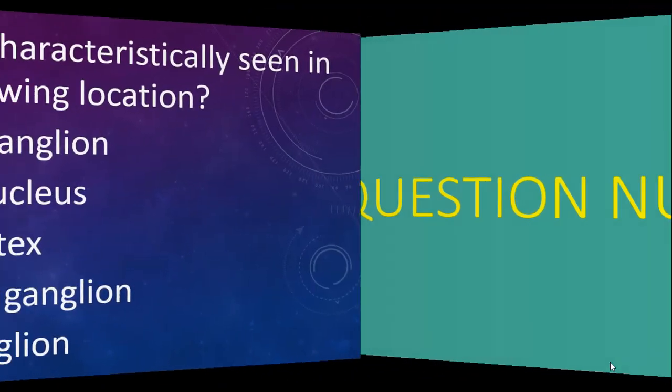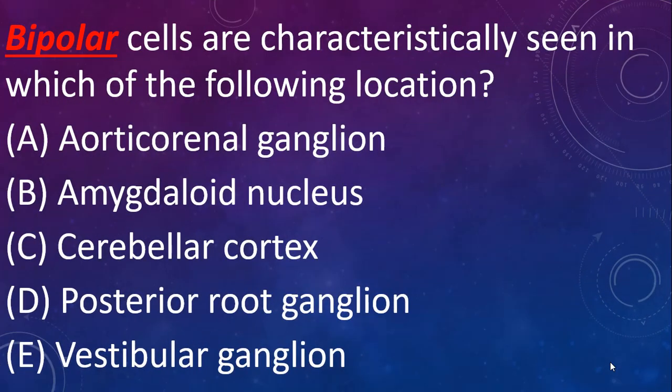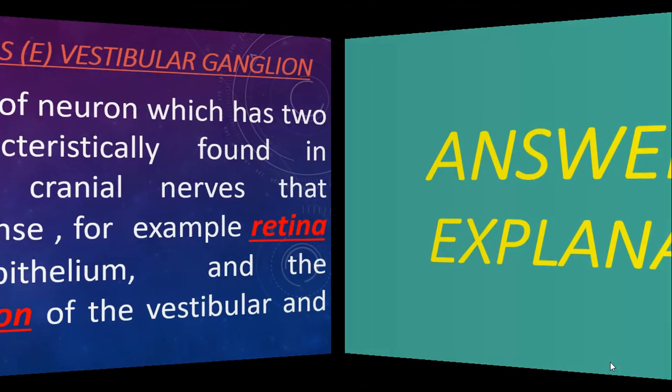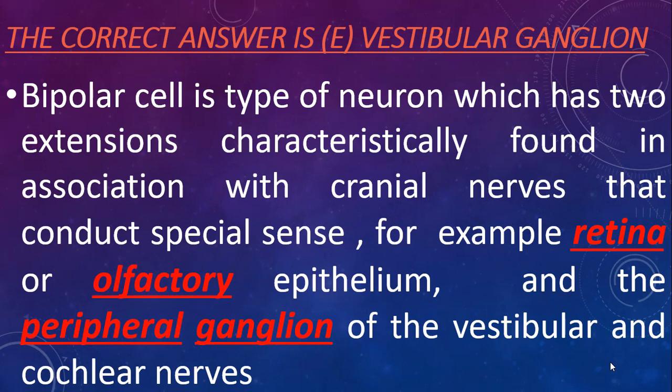Question number 2. Bipolar cells are characteristically seen in which of the following locations? A. Aorticorenal ganglion. B. Amygdaloid nucleus. C. Cerebellar cortex. D. Posterior root ganglion. E. Vestibular ganglion. Answer and explanations. The correct answer is E.